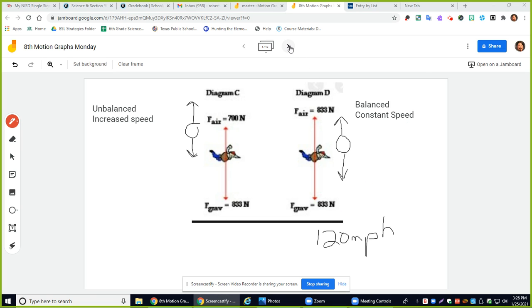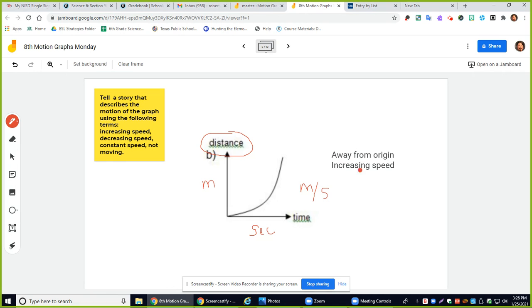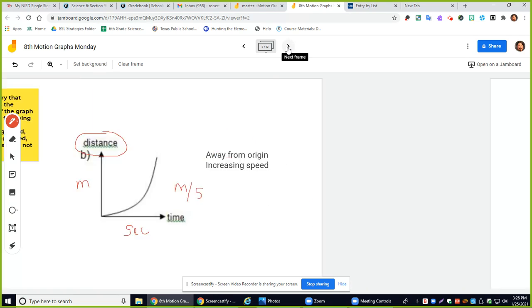Okay, so then going to number 2, I should say to the next graph. So this is a distance time graph. Its units are meters per second. Okay, here's the next graph.